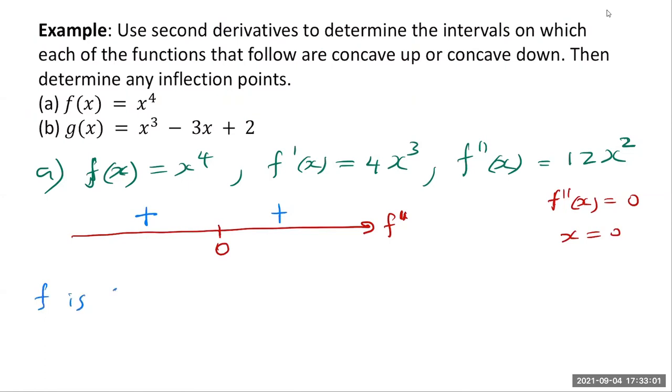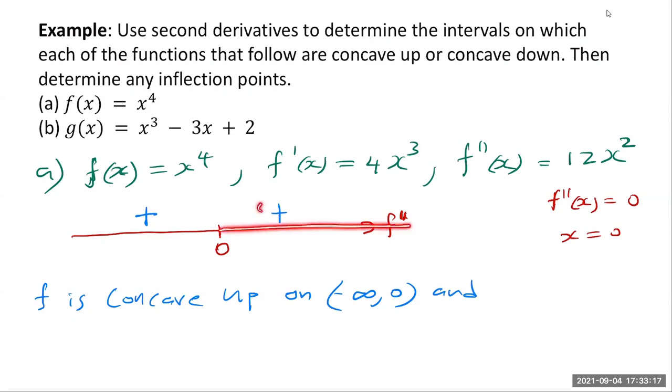F is concave up on minus infinity comma 0, and we have another interval where it is concave up, because if you look at this interval, there also my f double prime is positive. That means my function has to be concave up in that interval as well. 0 to infinity. These are the two intervals where my function is concave up.